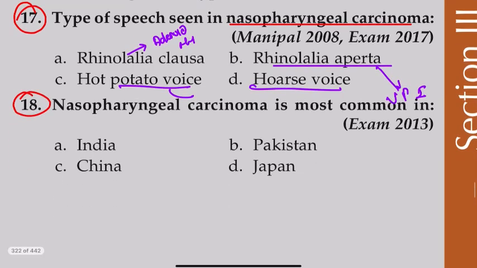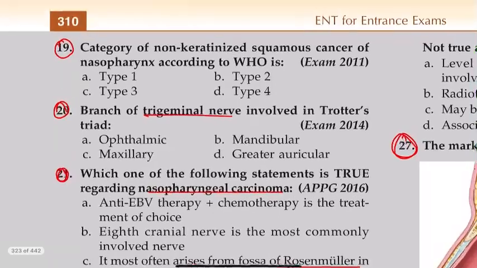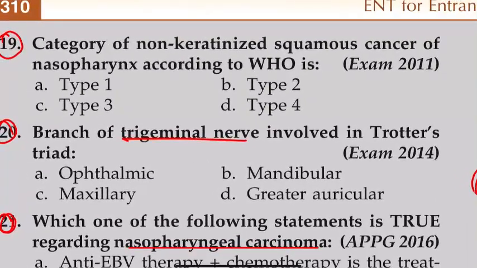Nasopharyngeal carcinoma is most common where? Nasopharyngeal carcinoma is common in the Chinese group, right? Most common in China, particularly in southern China and Taiwan, right? Okay, now moving to our next question: the category of non-keratinizing squamous cancer of the nasopharynx according to WHO is, right? What is the category of non-keratinizing squamous cancer of the nasopharynx according to WHO? That is type 2, right?